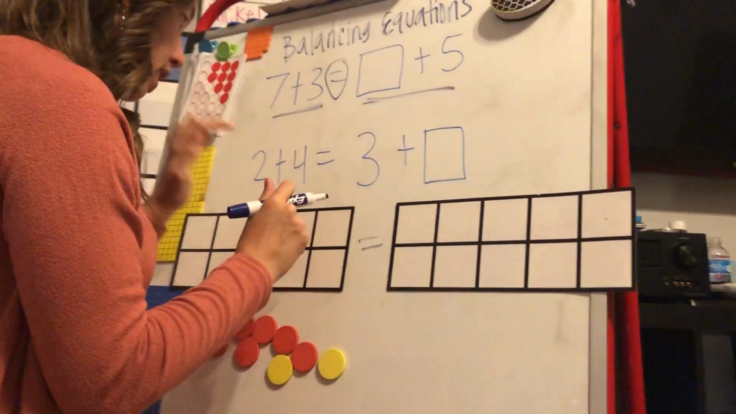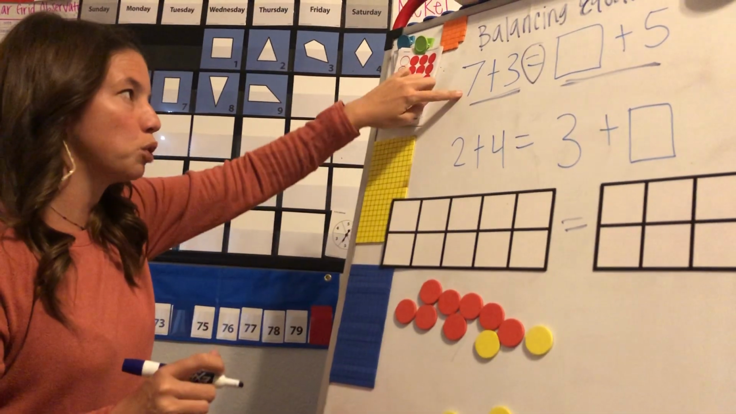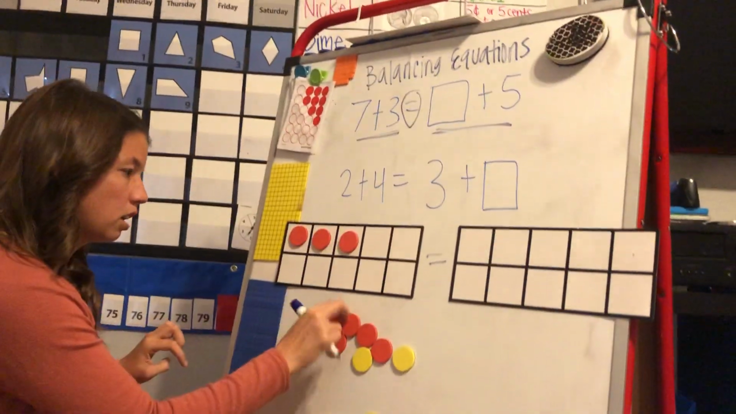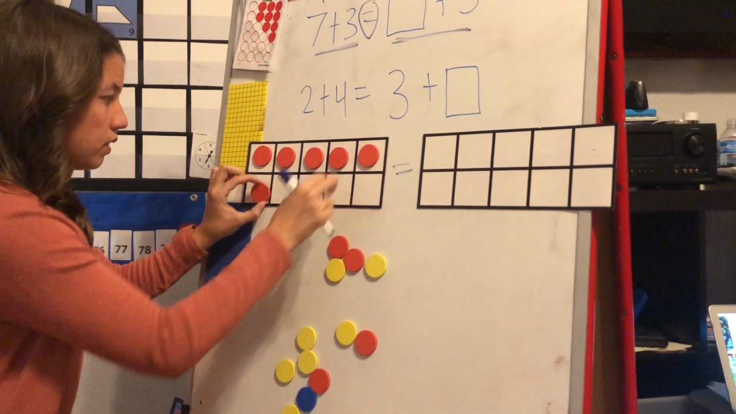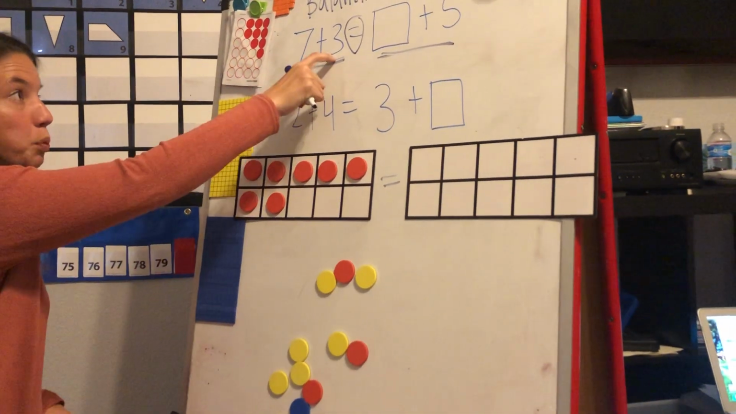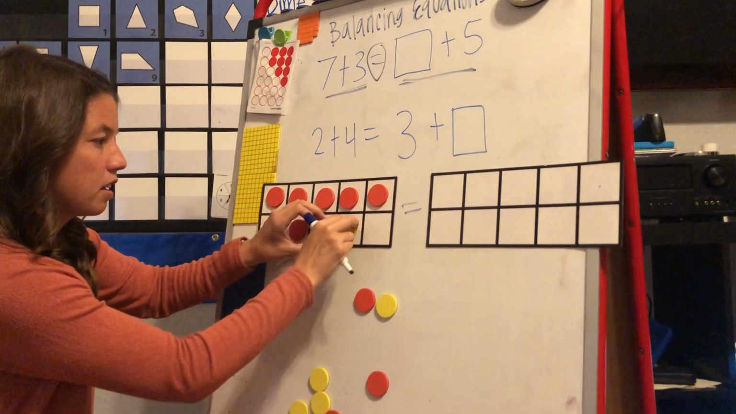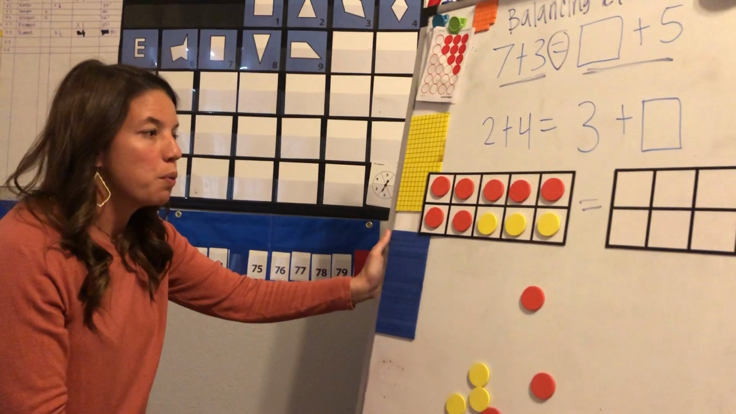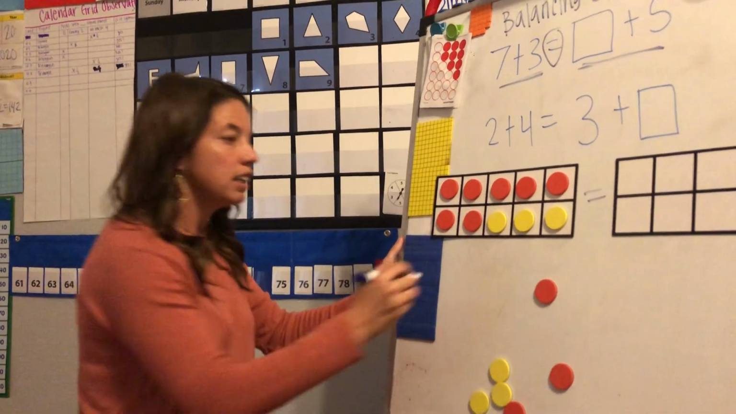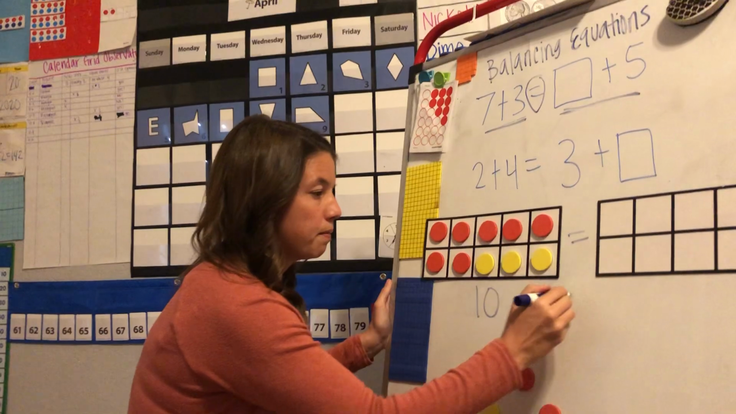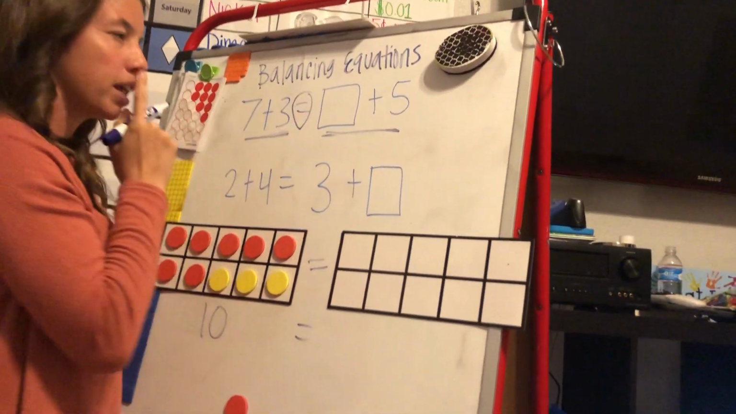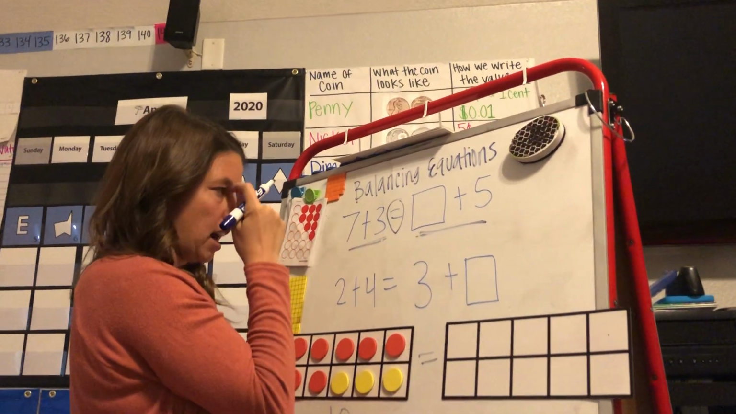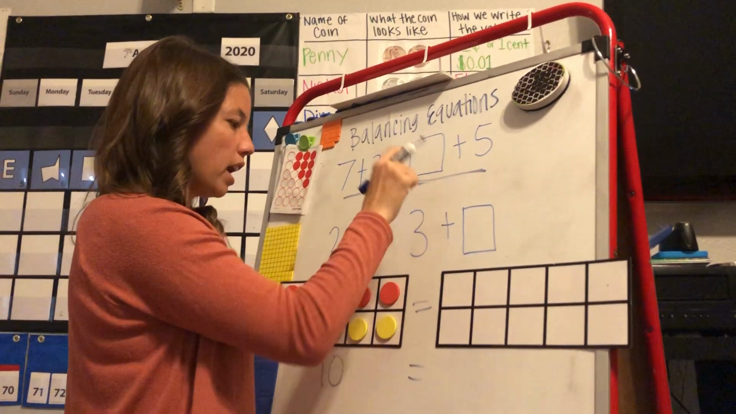So on this equation, let's do this one first. On this equation, we have 7. So I'm going to put 7, and then it says we're going to add 3, 7 plus 3. Boys and girls, that's one of our combinations that we should just know off the top of our head. We know that 7 plus 3 equals 10. And then on this equation, it says blank plus 5. And we want this side to be the same as what's on this side. So 5 plus what equals 10?